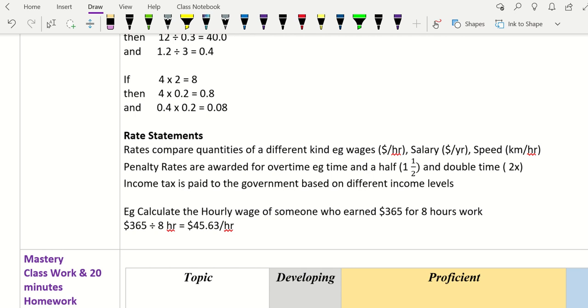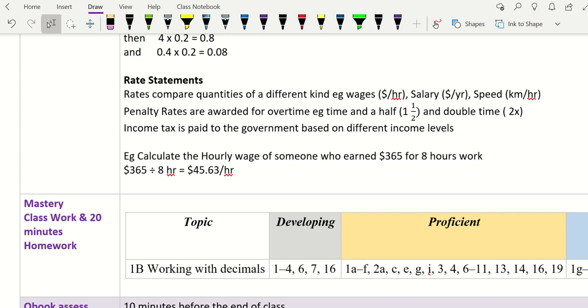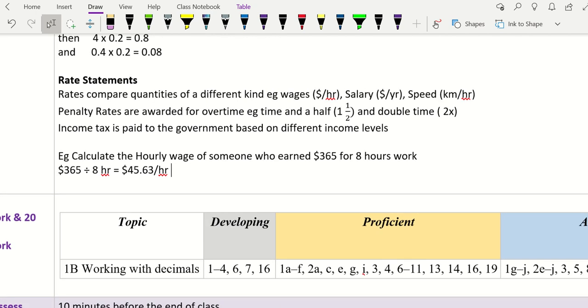And the last one we'll do is just a calculation. So calculate the hourly wage of someone who earned $365 for 8 hours work. So all we do is say 365 divided by 8, well, it will be 45.63, and then we just need to consider where the symbols go. In this case, we put the $ sign in front of the 45.63 and then the hour after that per sign, I should say.